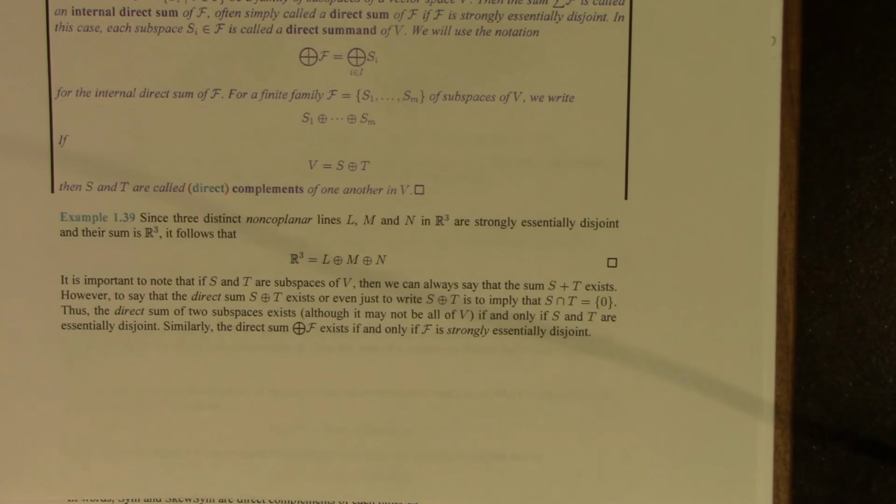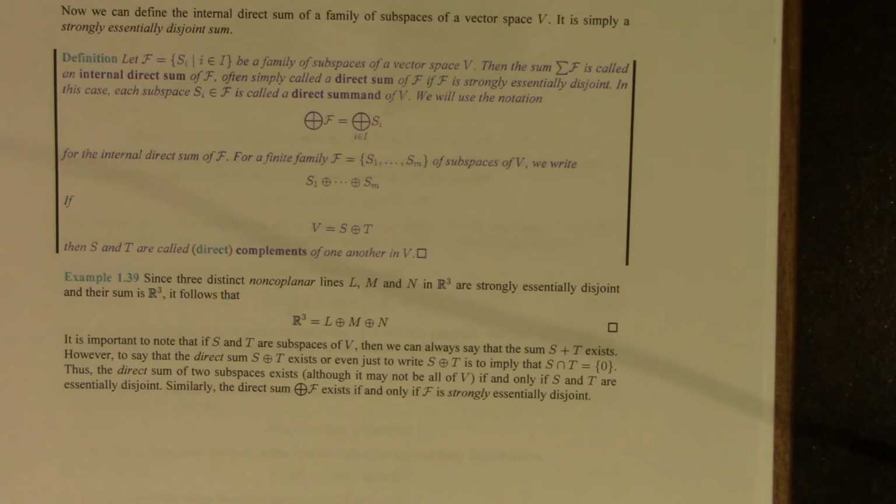Now we can define the internal direct sum of a family of subspaces of a vector space V. And it is simply a strongly essentially disjoint sum. We've already defined the sum of subspaces, and we showed that it's the same as the join. If the family is strongly essentially disjoint, then we refer to the sum as an internal direct sum of the family, or just simply a direct sum of the family of subspaces.